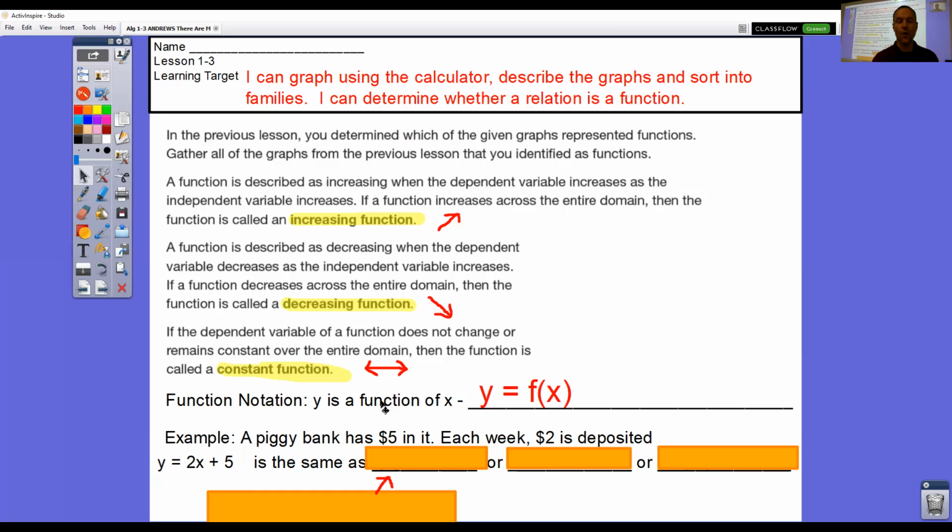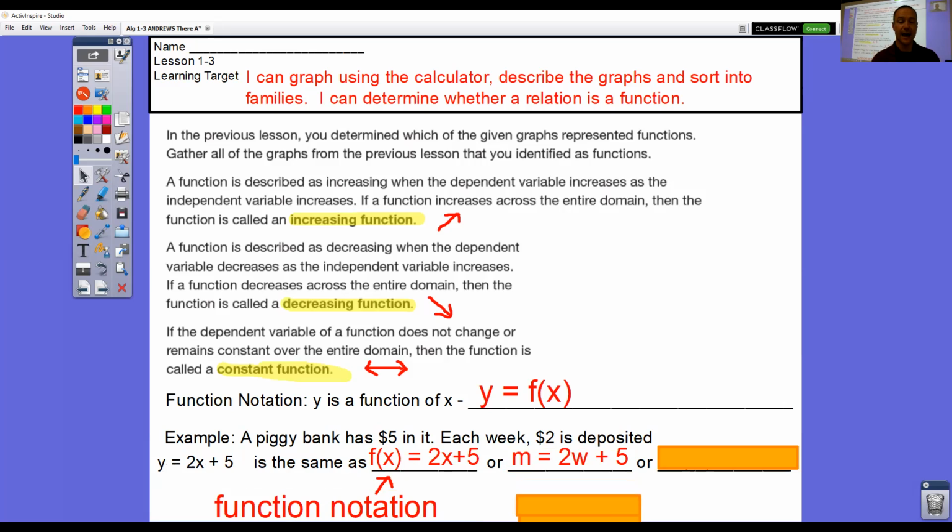So function notation: y is a function of x. How we write that is f of x. They say "of," but it's f parentheses with an x inside of it. So an example would be a piggy bank has $5 in it. Each week, $2 is deposited, so it's added to the account. So that's the same thing as saying f of x equals 2x plus 5. That is function notation. Instead of saying y equals 2x plus 5, we would have f of x equals 2x plus 5.